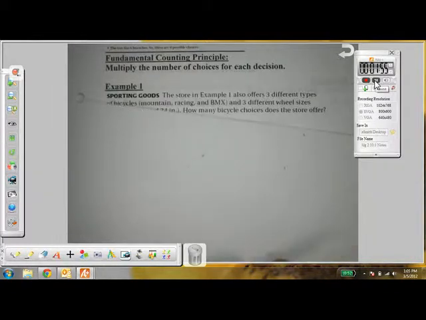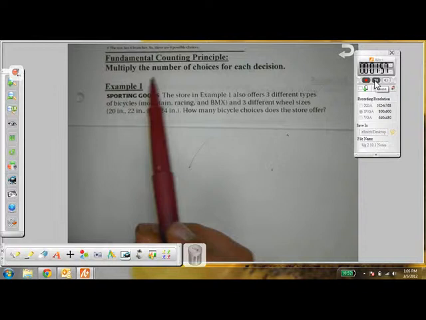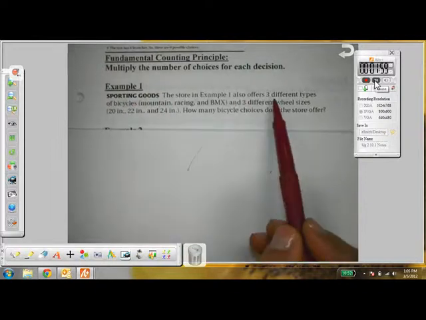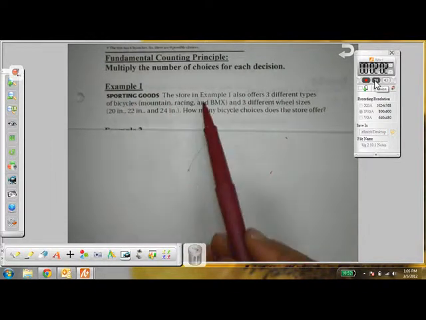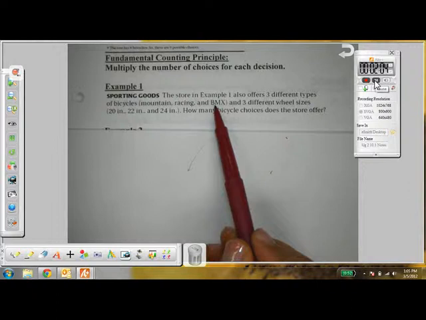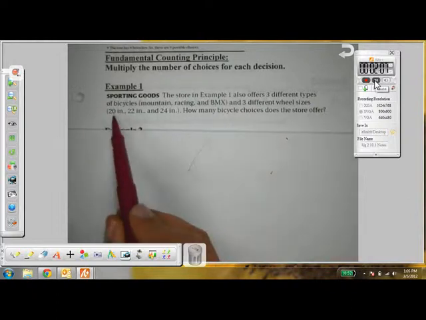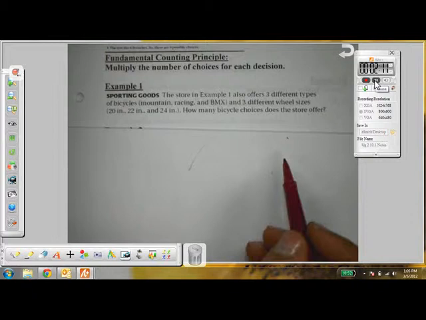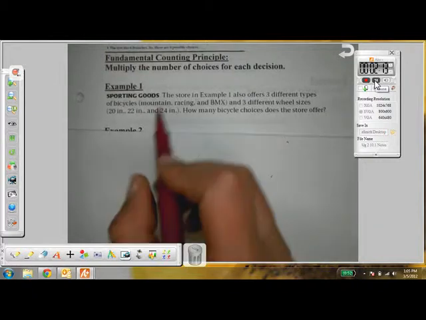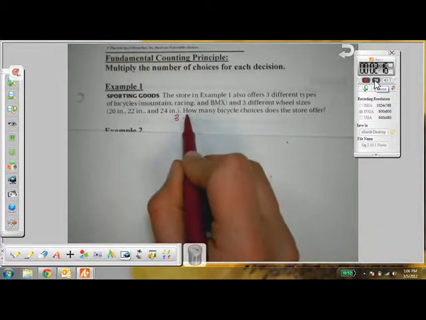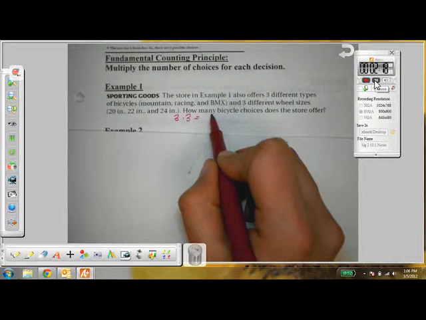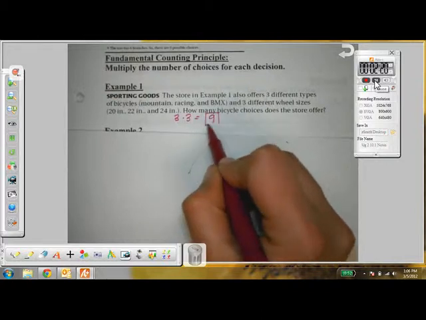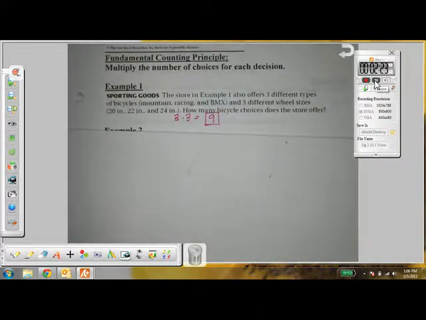Okay, so example 1, the store in example 1 also offers 3 different types of bicycles. You can get mountain bikes, racing bikes, or BMX. And 3 different wheel sizes, 20-inch, 22-inch, and 24. How many different bicycle choices does the store offer? 9. We have 3 different bikes times 3 different types of wheels. So there are 9 different combinations or different choices. That's the fundamental counting principle. Make sense? Okay. Let's look at example 2.